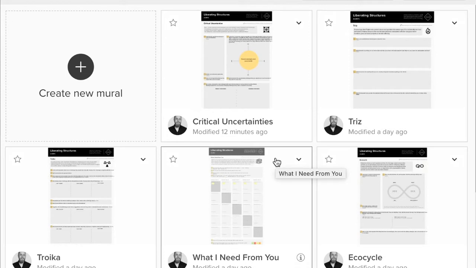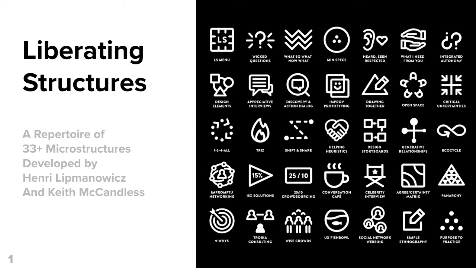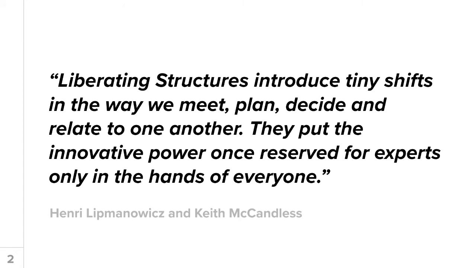Well, Liberating Structures is a repertoire of 33 microstructures created by Henry Lipmanowitz and Keith McCandless. And it was created because there is this phenomenon in most meetings and what they call microstructures that don't support real collaboration. And I think this quote from Henry and Keith really summarizes what liberating structures is all about.